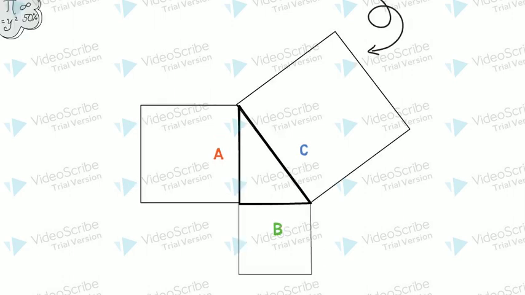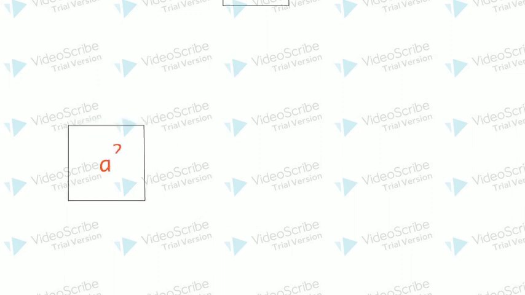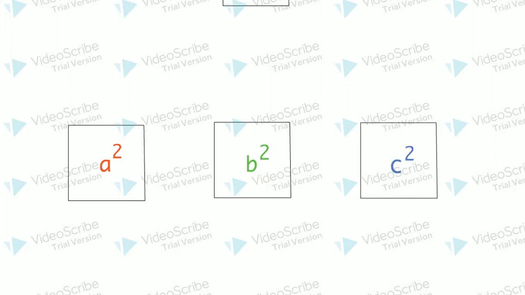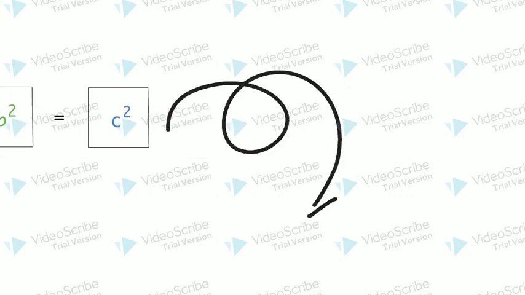The theorem states that if you add both of a right triangle's legs squares, you will get the hypotenuse square. To demonstrate this, you can place a square on each side of the legs, and if you add their areas, you will get the area of the square placed next to the hypotenuse. We can also use a different graphic.